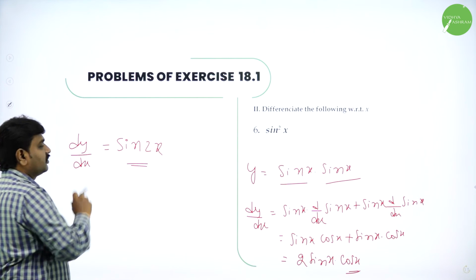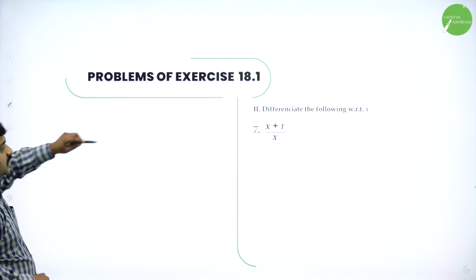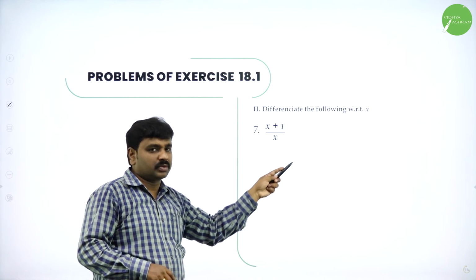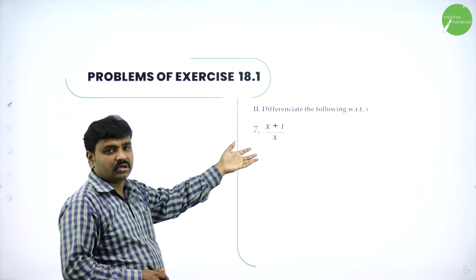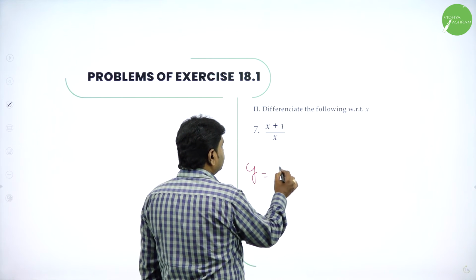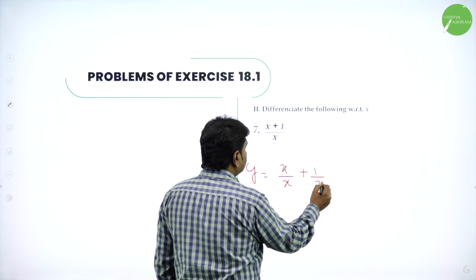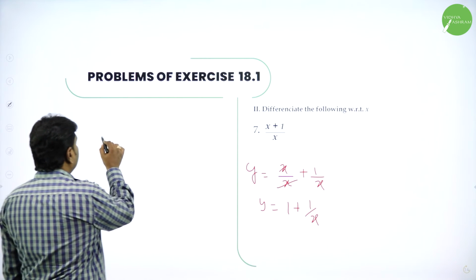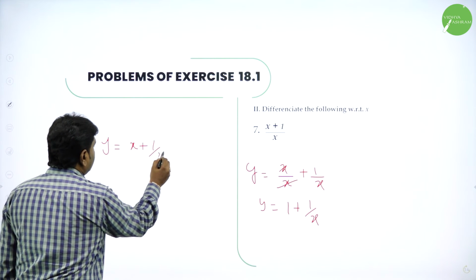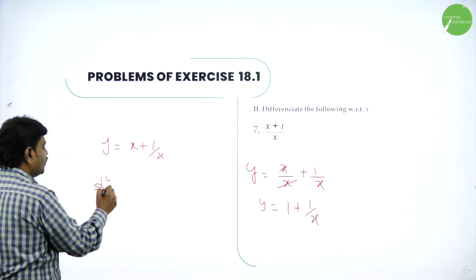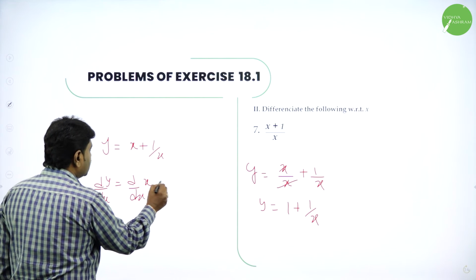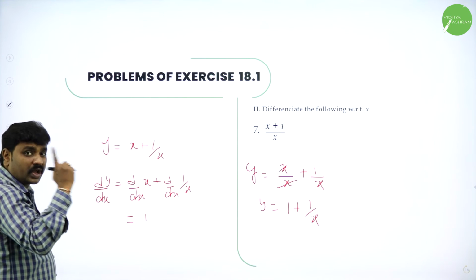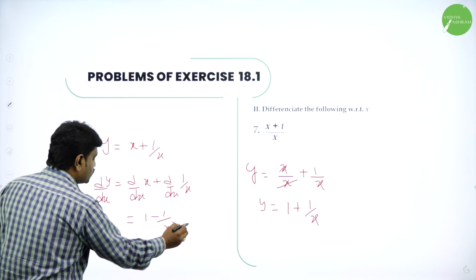Same method you can apply, and here you can use what rule? Quotient rule. You can see 2 methods: split it, x by x plus 1 by x, you can do, or you can use quotient rule. So both the methods you can write x by x plus 1 by x. So then it will become what? 1 plus 1 by x. This will be faster. So now you got y, what is y? X plus 1 by x. Now differentiate both sides. So d by dx of y is d by dx of x plus d by dx of 1 by x. All of you know derivative of x is 1, and derivative of 1 by x is minus 1 by x square. That's it.